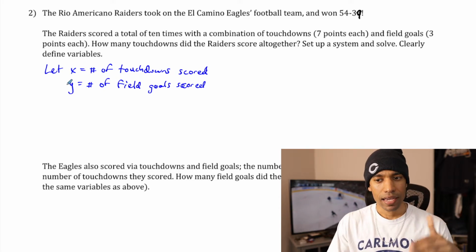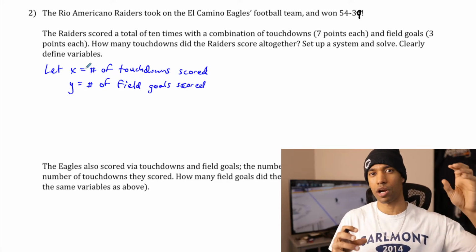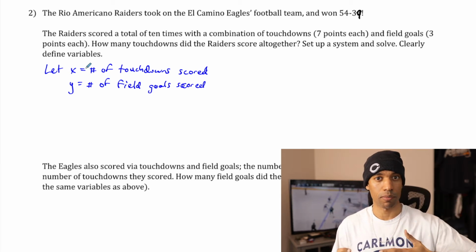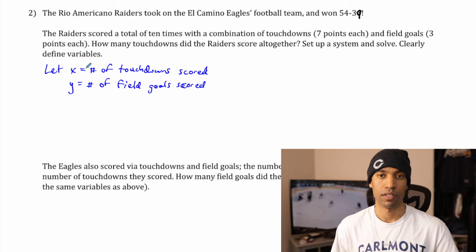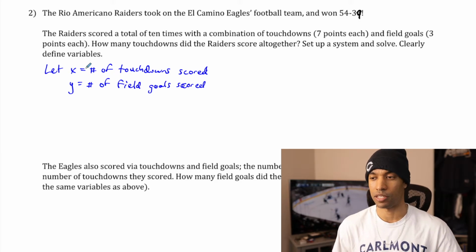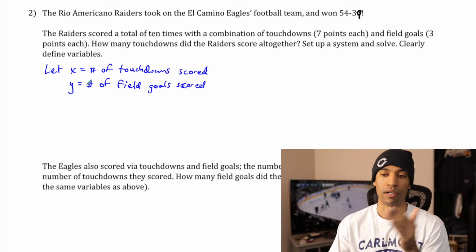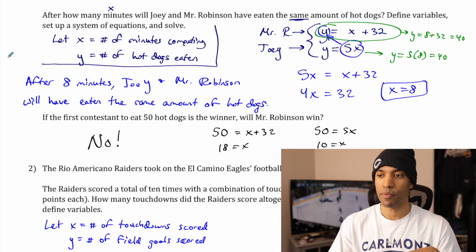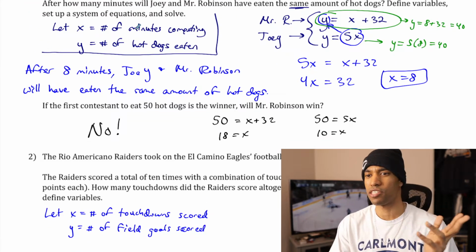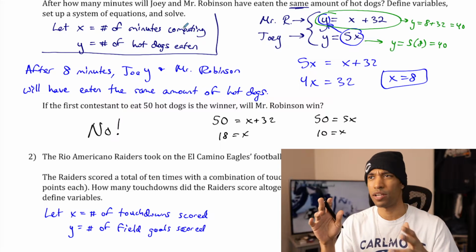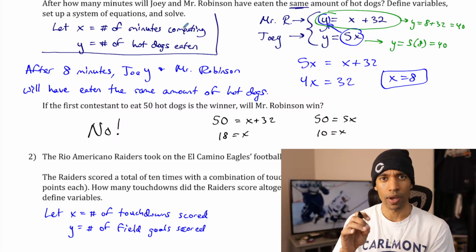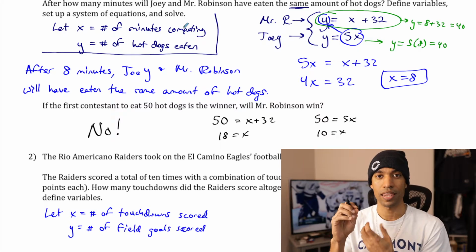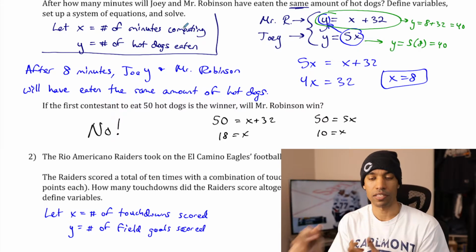But X and Y, Eagles and Raiders are both sharing the same variables for number of touchdowns, number of field goals. That doesn't mean they scored the same amount. They're valued at the same thing here, but that doesn't mean they score the same amount. So same thing with the hot dogs thing. If you say X's number of hot dogs Mr. Robinson ate, Y's number of hot dogs Joey ate, you can use the same variables for them and have different equations or systems represent their specific number of hot dogs. Same with this.